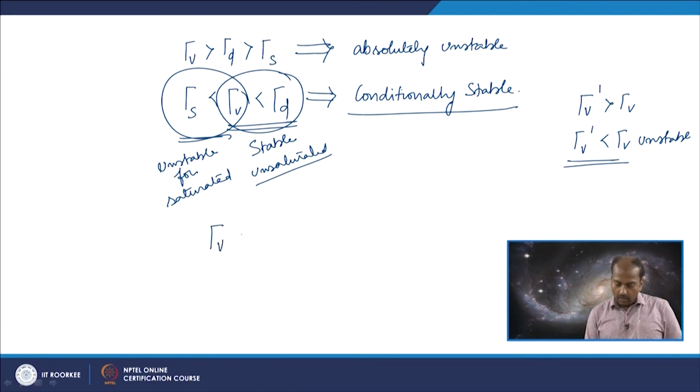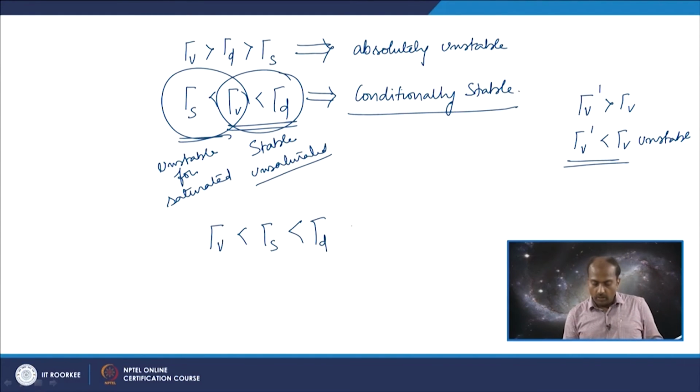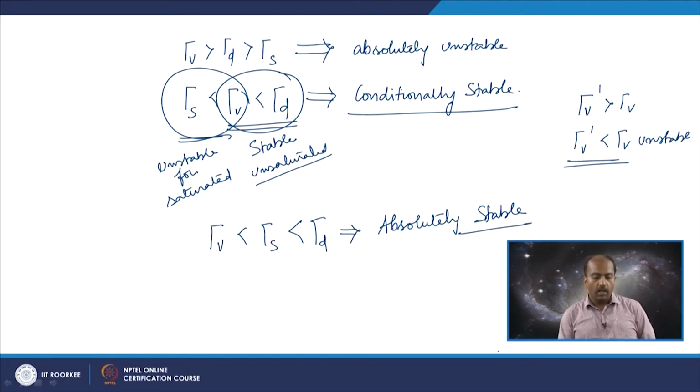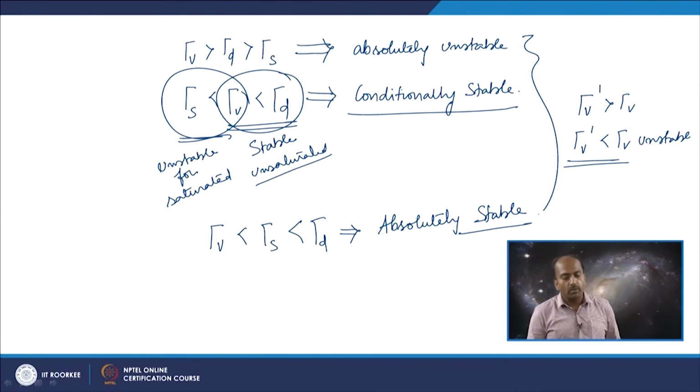And thirdly, if gamma v is less than gamma s, so it is less than 5 degrees Celsius per kilometer itself, it is obviously less than the 10 degrees per kilometer. This condition is called absolutely stable. So, we have been able to combine gamma v, gamma d and gamma s, and we now have the most inclusive stability conditions, which are called absolutely stable, absolutely unstable and conditionally stable.